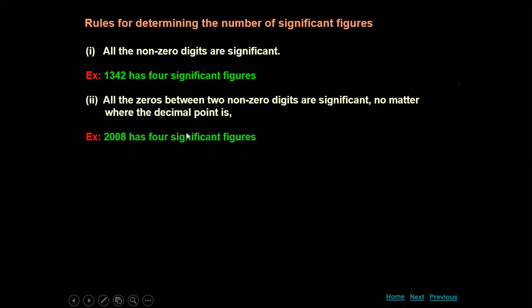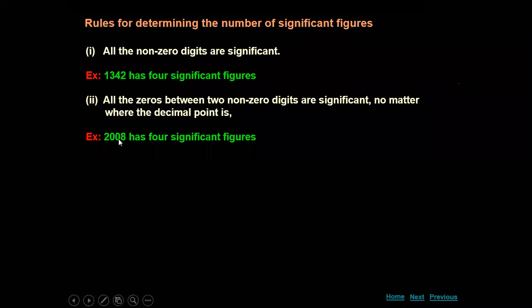All the zeros between two non-zero digits are significant, no matter where the decimal point is. Here we spoke about non-zero digits; here we are speaking about zeros. If the zeros are between two non-zero digits, then these two zeros are significant. Already non-zero digits are significant. Now these two zeros became significant because they are between two non-zero digits, right?